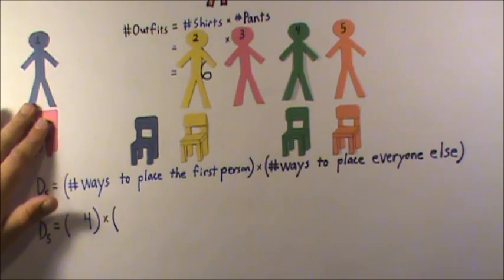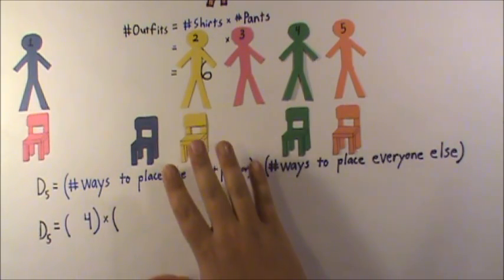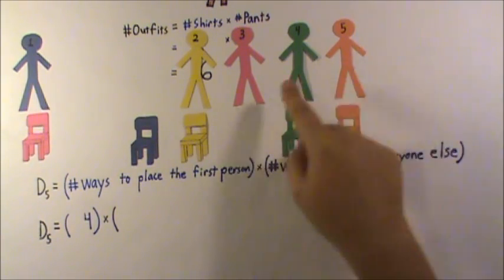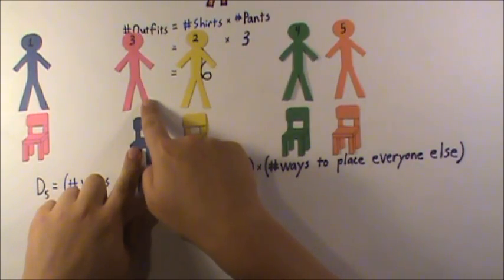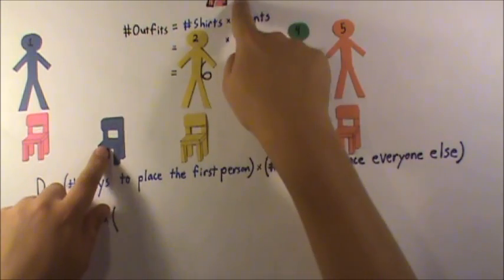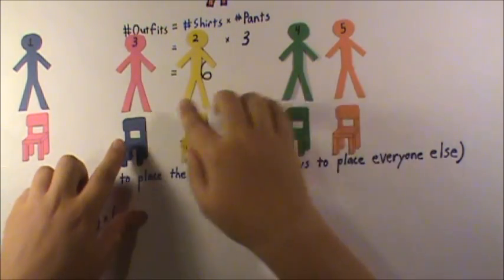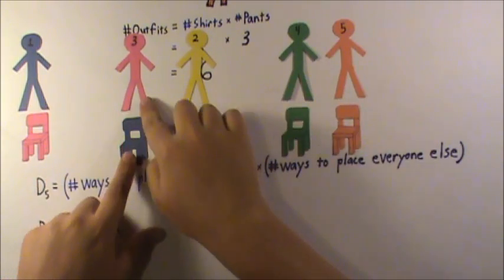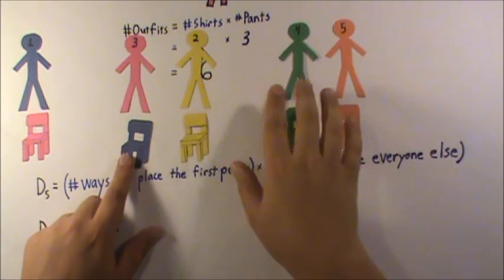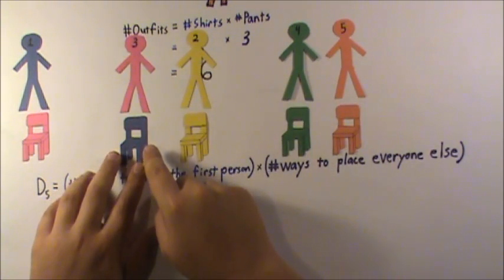After the first person takes the chair, the number of ways to place everyone, well, either the lone person's going to take the lone chair, or the lone person is not going to take the lone chair. So the number of ways to place everyone is just the number of ways to place them where he does take the chair, plus the number of ways to place them where he doesn't take the chair.